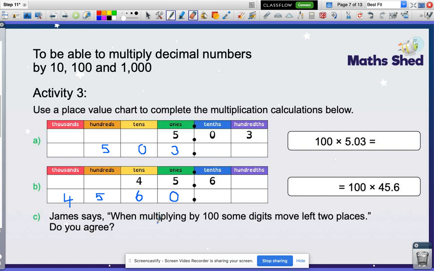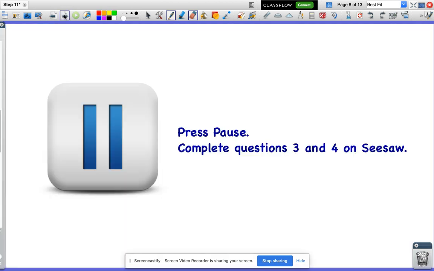Okay, so James says we're multiplying by 100. Some digits move left two places. Do you agree? Well, no, I don't agree, because it's not some digits. All the digits will move two places to the left. Okay, pause the video here and complete questions 3 and 4 on Seesaw.